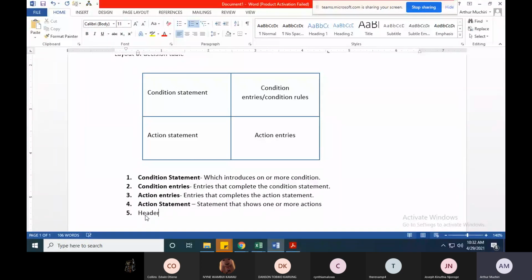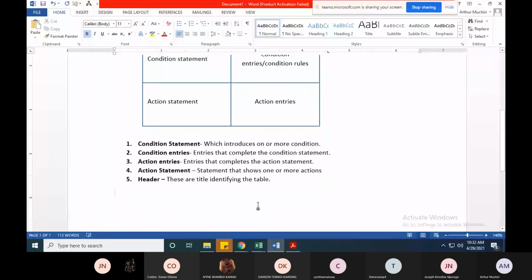Anyway, that is okay. Then also there's something else that I have not indicated. We can also talk about header. Header, of course, these are just titles. So we can say that headers are titles identifying the table. Yeah, this is a title identifying. Yeah, that's good.